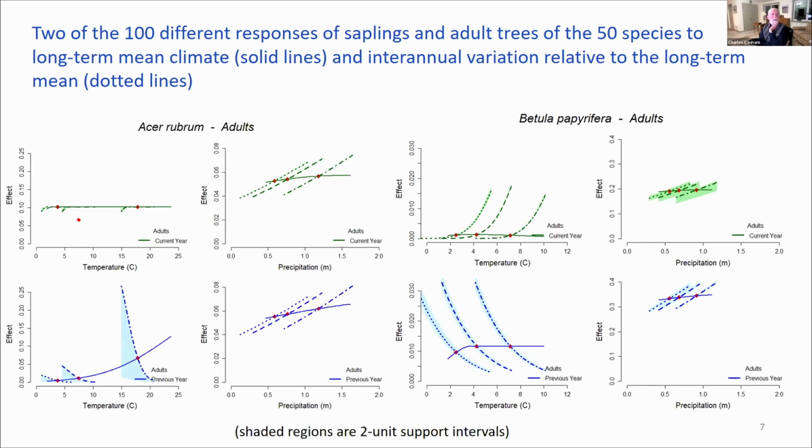And this is a fairly common trend in which, by and large, trees grow better when the current or previous year is cooler than the long-term mean, but they grow better when the precipitation is higher than the long-term mean.